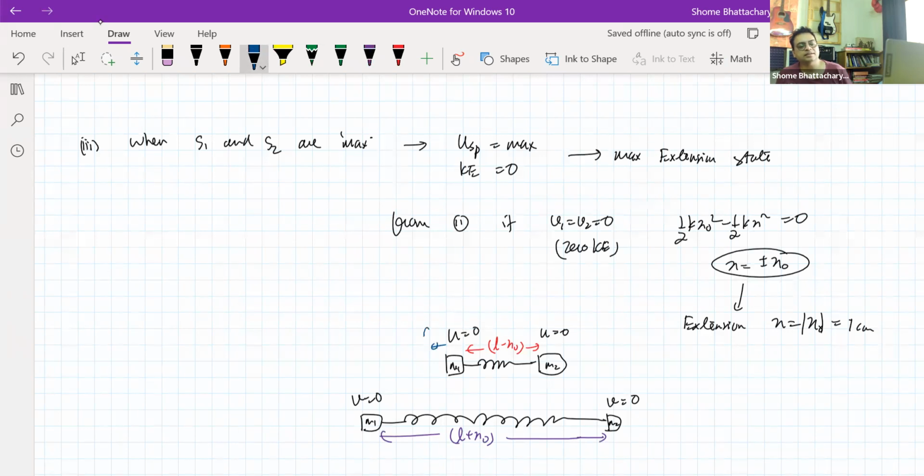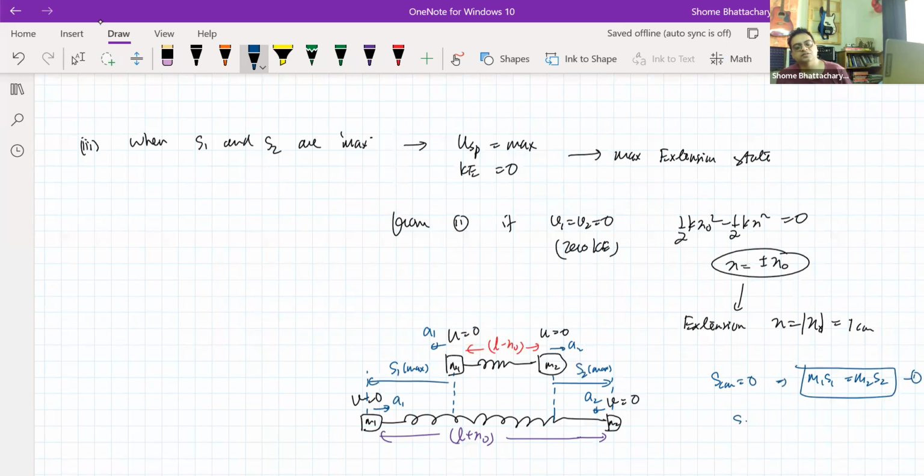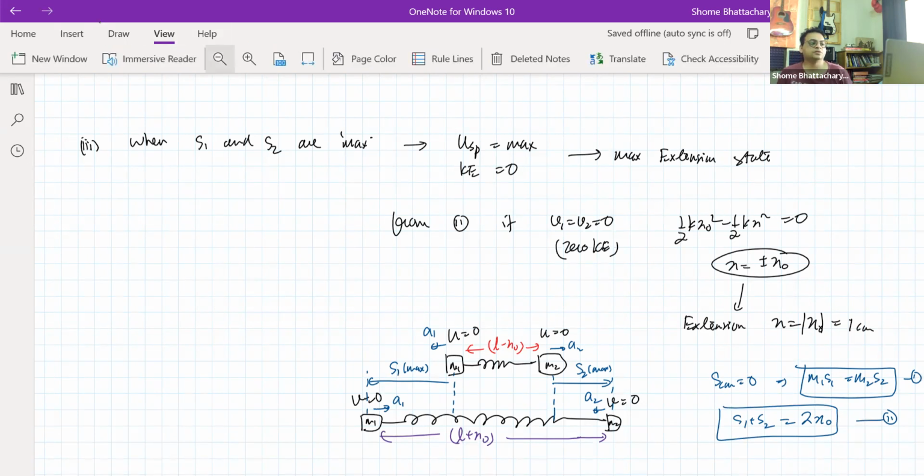Dynamically, of course, is different. These two blocks have right now an acceleration even in A2 like this, whereas in this diagram, they have an equal and opposite acceleration like this. Okay. So this is the maximum displacement. This is S1's maximum. This is S2's maximum. But the displacement of center of mass is 0. And S1 plus S2 will become 2x naught. Solving these two equations, you get the value of the maximum displacements.